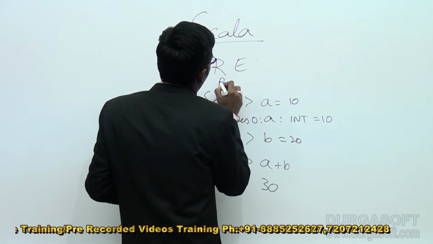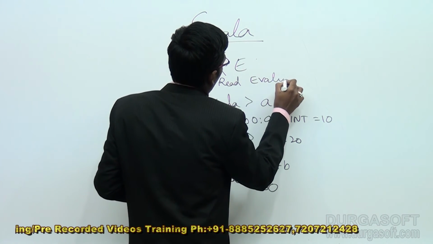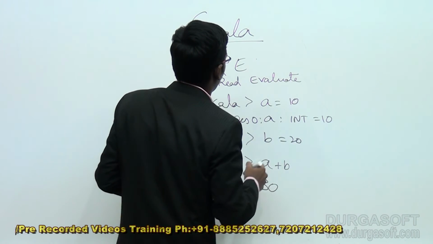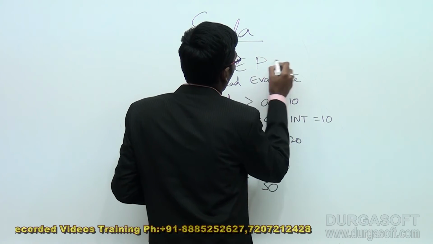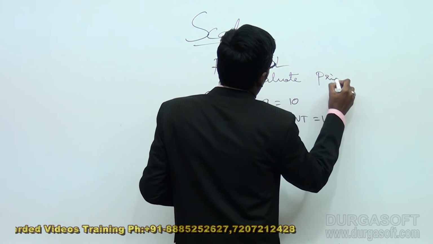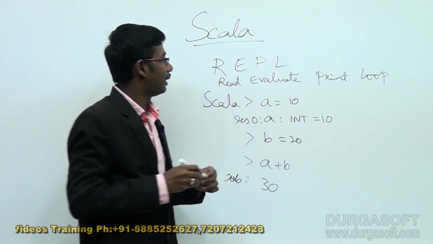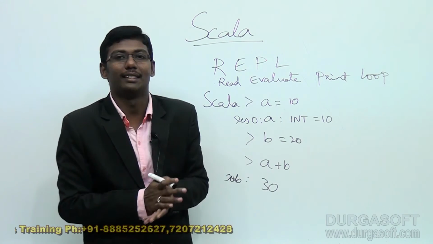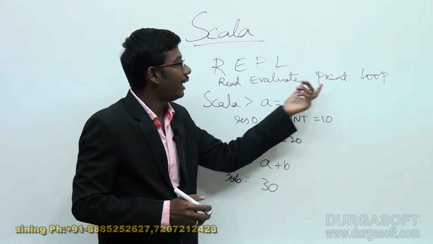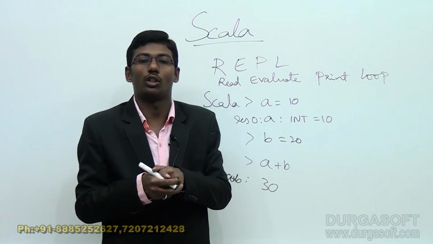read, evaluate, print, loop. What is this? I am using four different letters that I wrote on the board, and I am saying these are the reading things. Read, evaluate, print, loop. It is a kind of mechanism where Scala is going to evaluate in the manner of Scala commands.